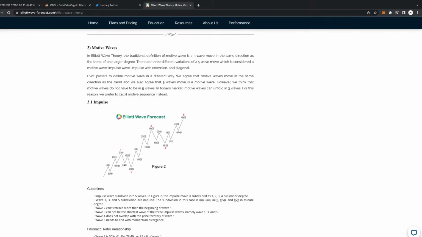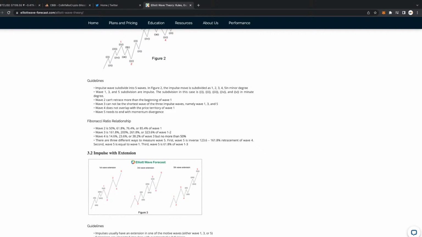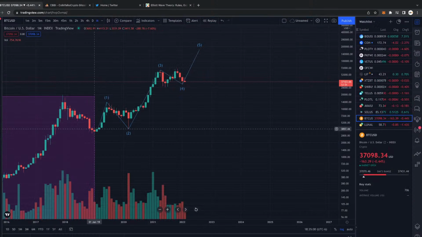So let's see here, guidelines. All right, let's read the guidelines. Impulse wave subdivision into 5 waves. In figure 2, the impulse move is subdivided into 1, 2, 3, 4, 5 minor degrees. Wave 1, which we've had here, wave 3, which is this one here, and wave 5. So if you look at our chart, here's my wave 1, my wave 3, and my wave 5.